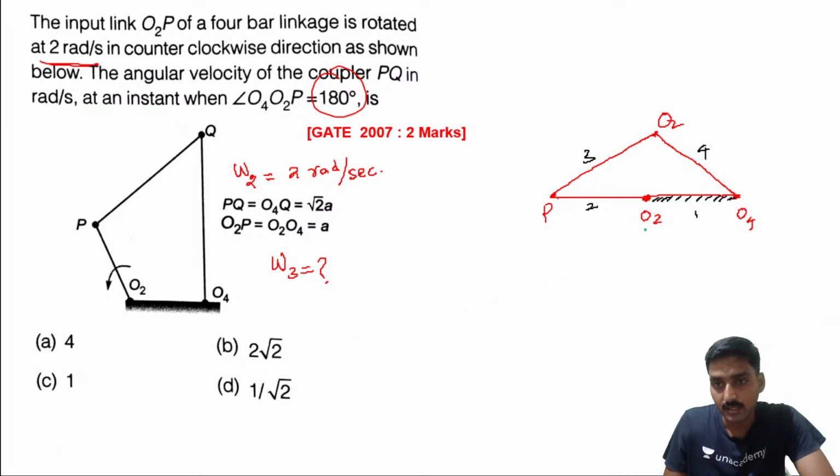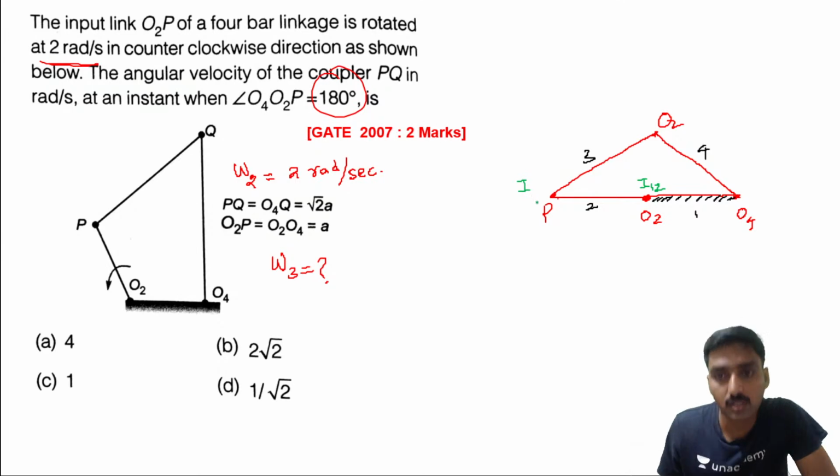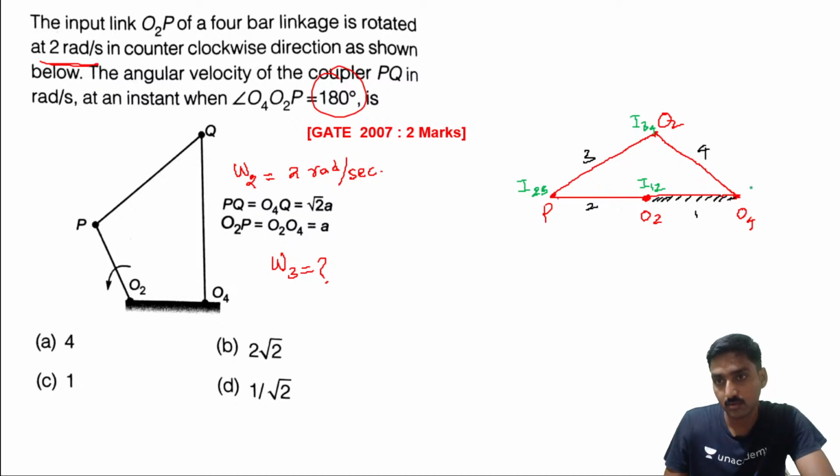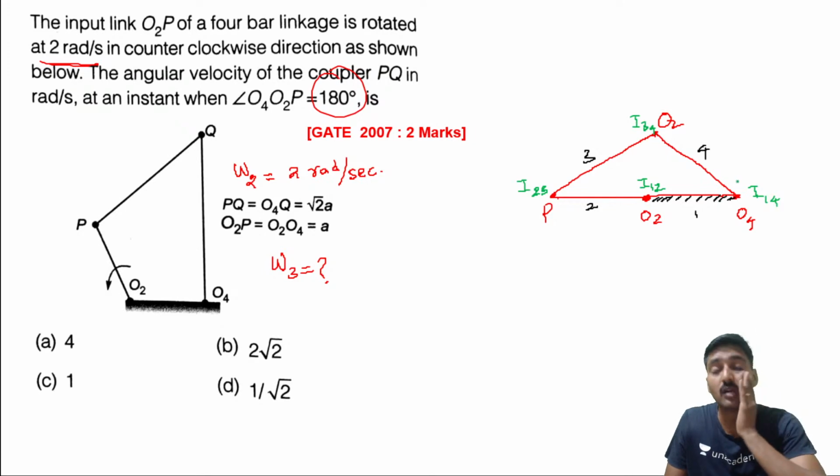Listen, it's I12, instantaneous center. I12, in between 2 and 3, I23, I34, I14. These are the instantaneous centers. Now what we need to do?